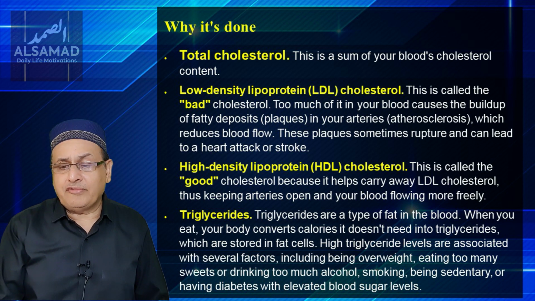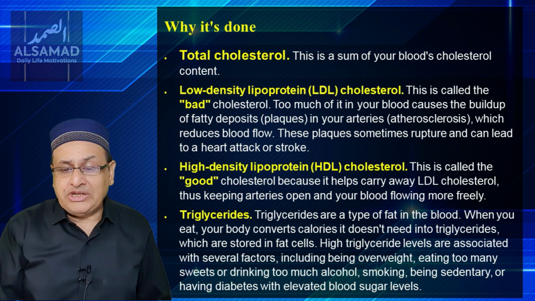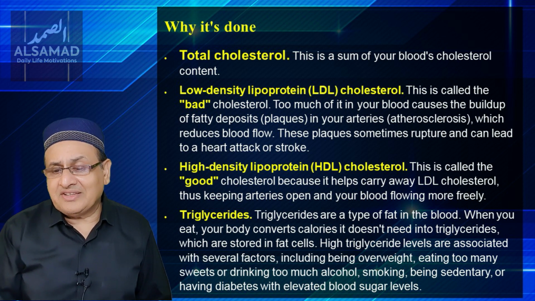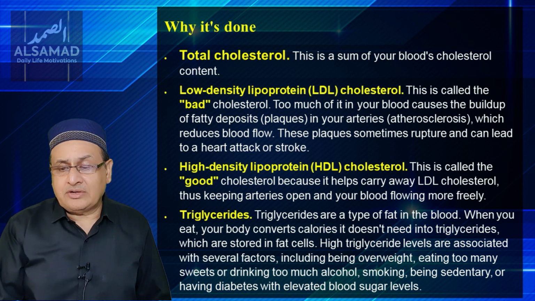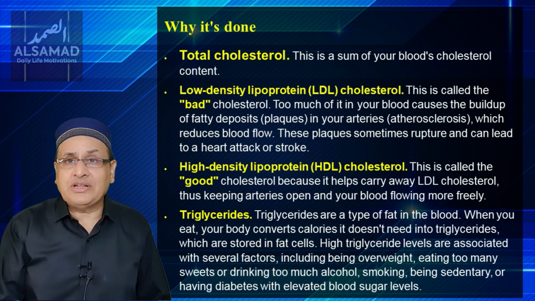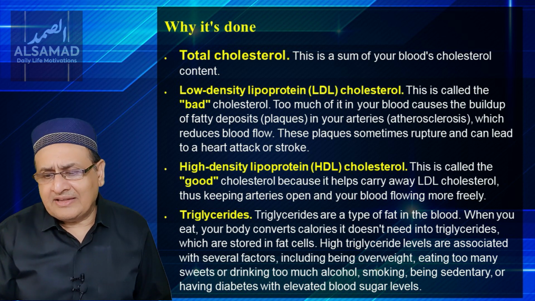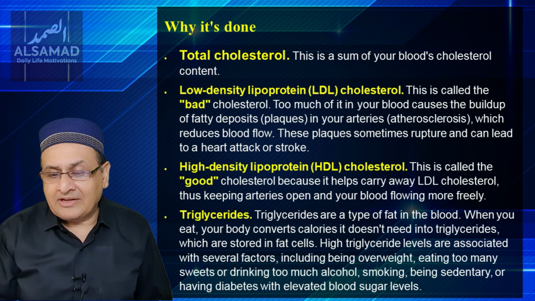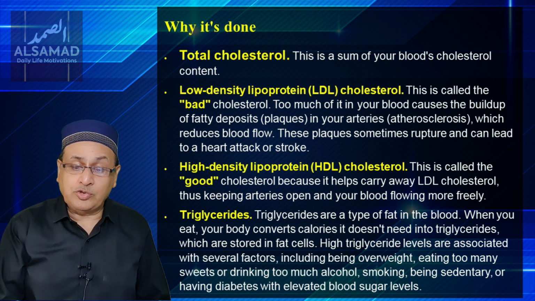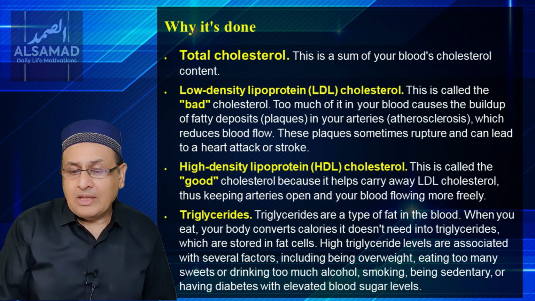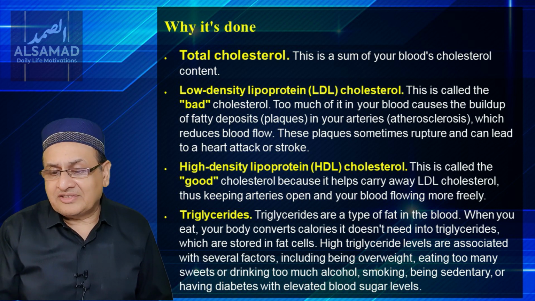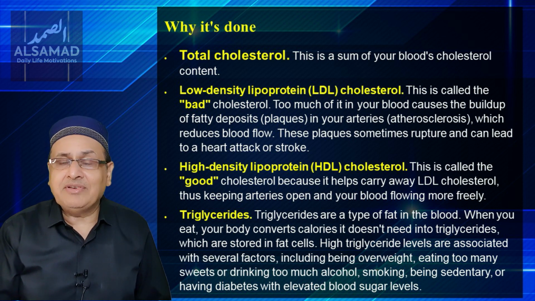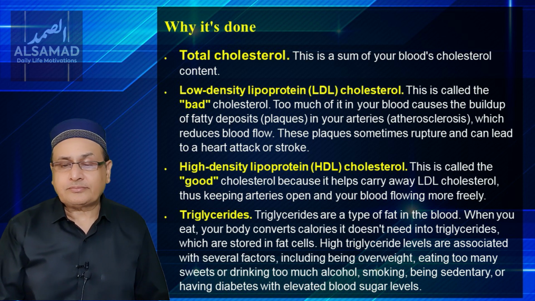Triglycerides are a type of fat in the blood. When you eat, your body converts calories it doesn't need into triglycerides, which are stored in the fat cells. High triglyceride levels are associated with several factors, including being overweight, eating too many sweets or drinking too much alcohol, smoking, being sedentary, or having diabetes with elevated blood sugar.